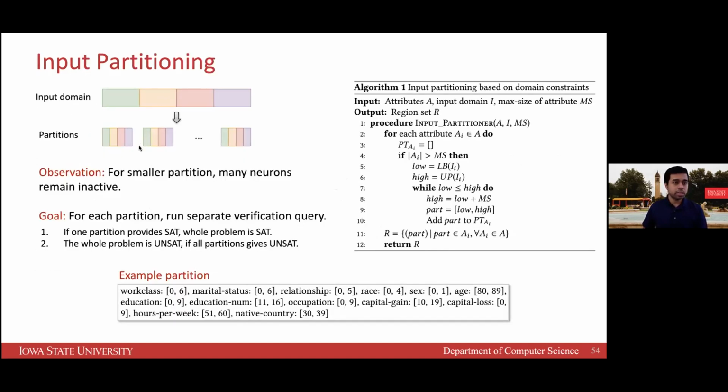So this is the input partitioning. We equally partition the inputs. For each of the features, we take a smaller part of the feature, and when we do this, we have a much smaller constraint for each of the input neurons as well, and that's why the next part becomes easier.